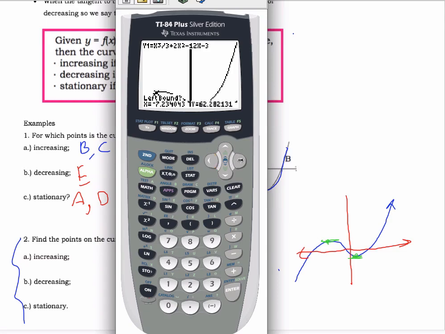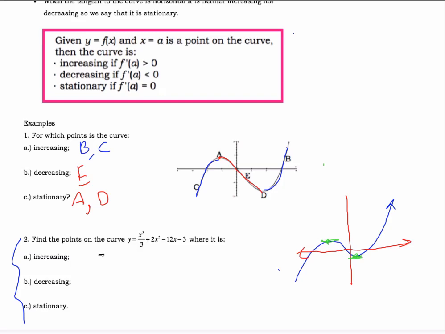Okay, so I'm at the left of the maximum. I'm going to press enter. Go to the right of that maximum, press enter, guess, I'll go right onto it, press enter. So you get negative 6. So at x equals negative 6, we have a stationary point. Okay, now it says points in here, but I think we're just looking for the x values for now.